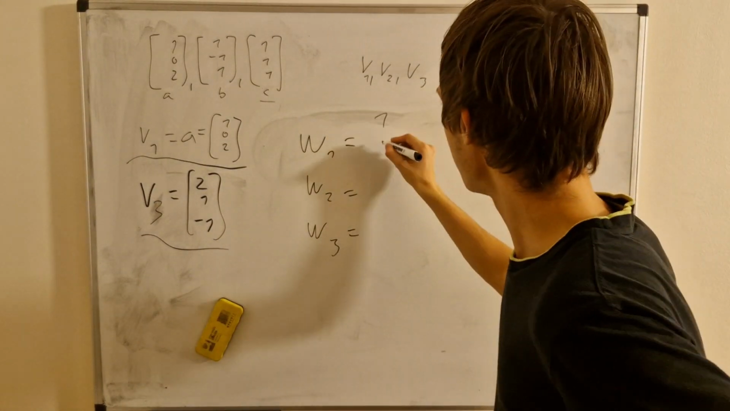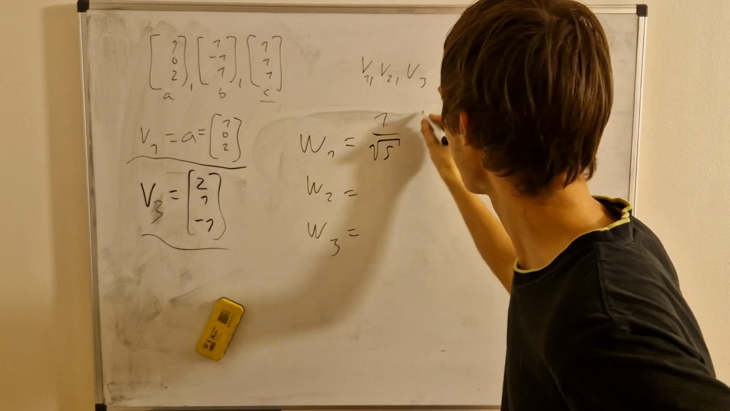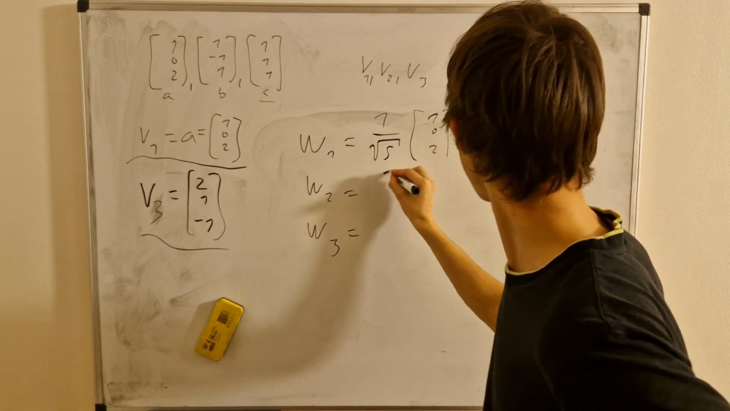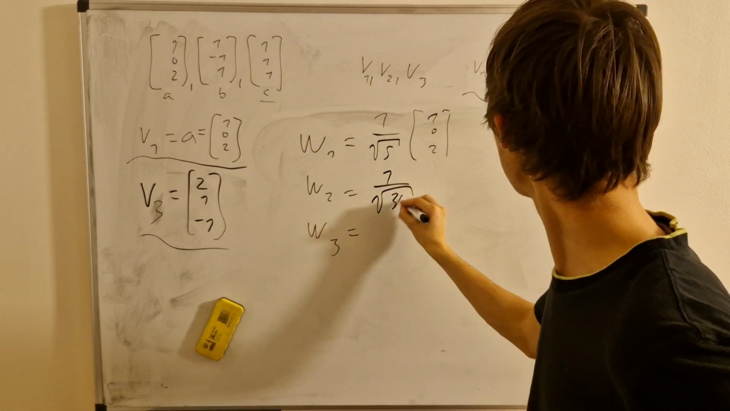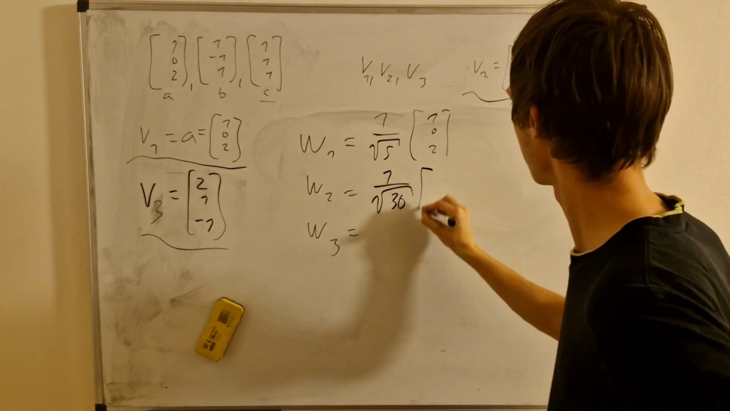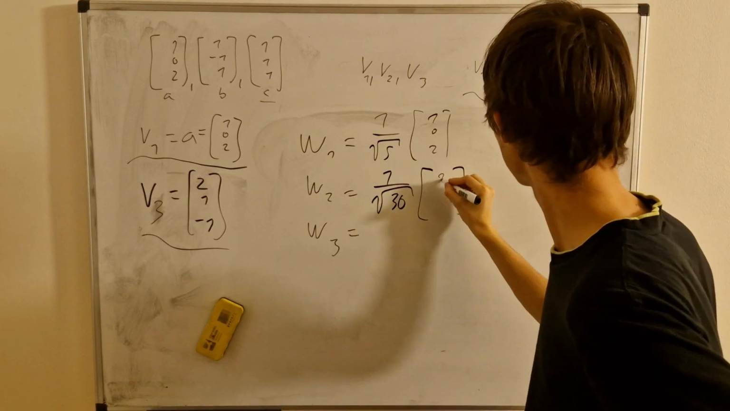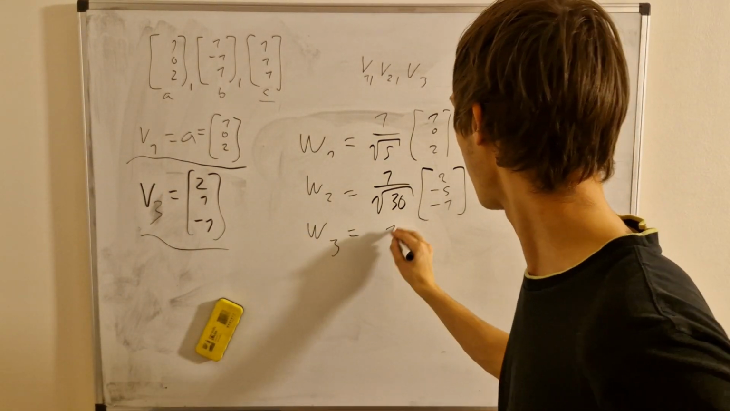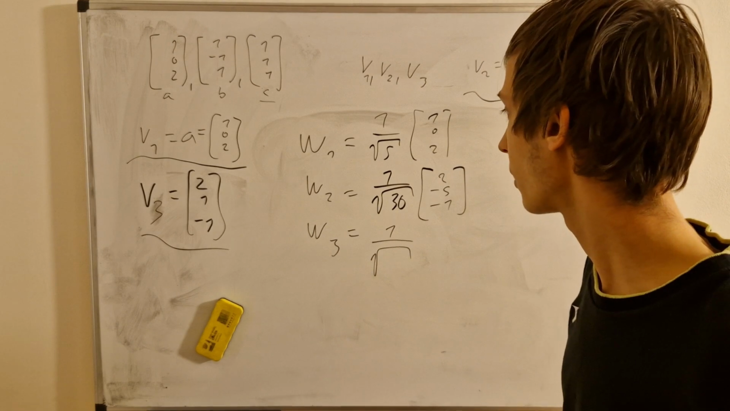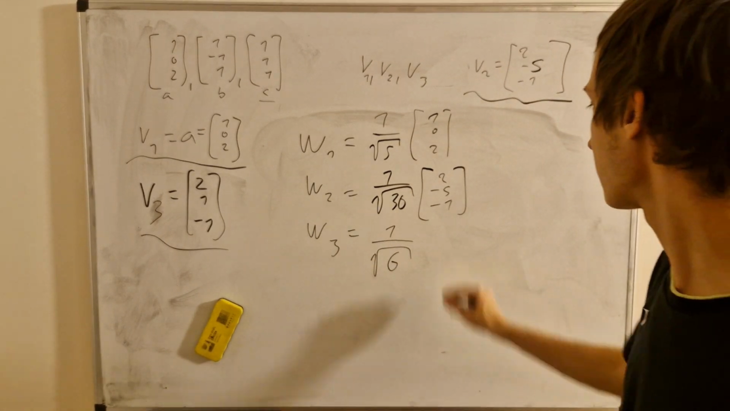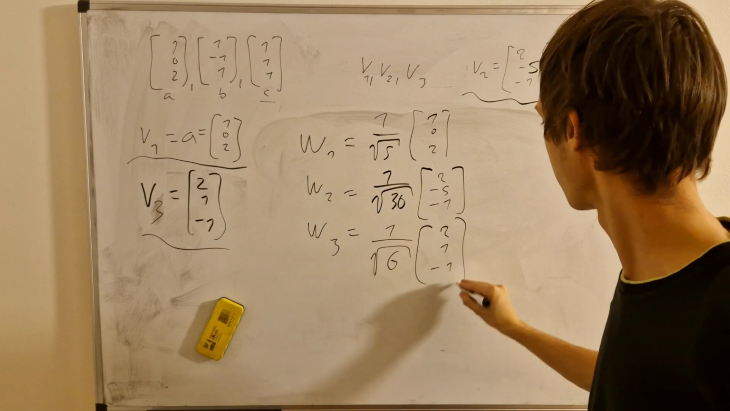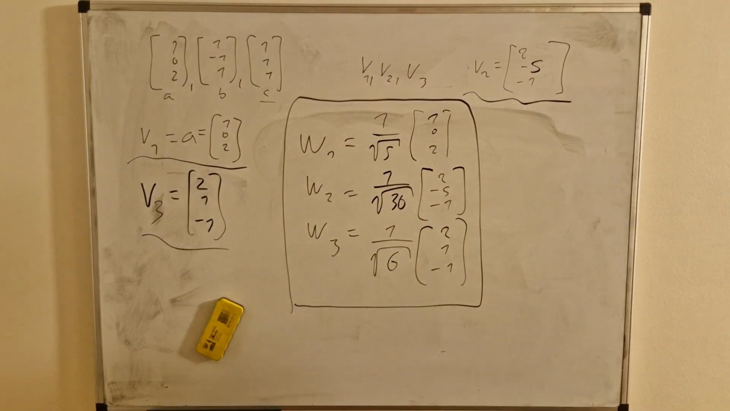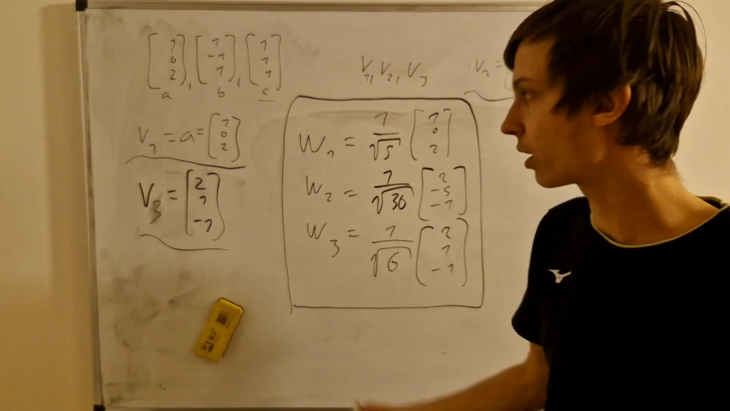So this is going to be 1 over the square root of 5 times 1, 0, 2. For V2, it's going to be 1 over the square root of 30 times what it is, 2, minus 5, minus 1. And for the third one, it's going to be 1 over the magnitude again, 4, 1, 1, so over the square root of 6 times 2, 1, minus 1. So we have 3 vectors that are perpendicular, have the same span as our initial ones, and are unit length.